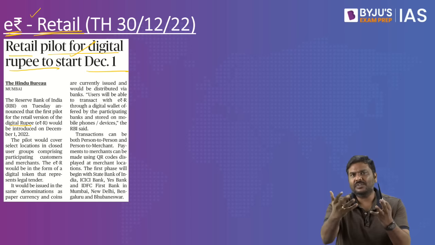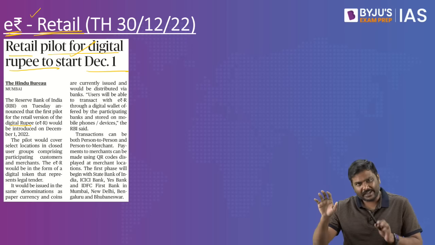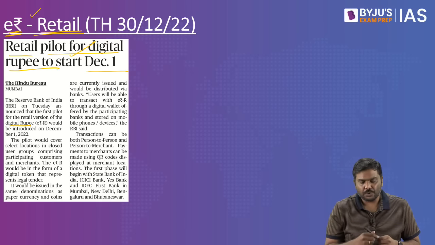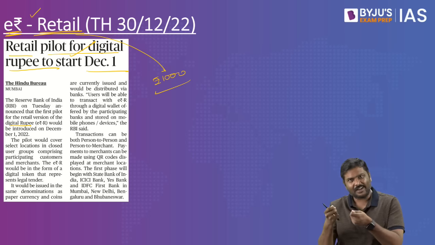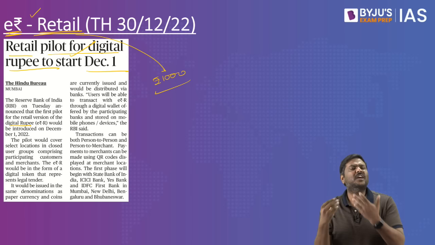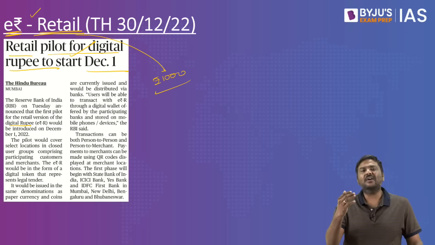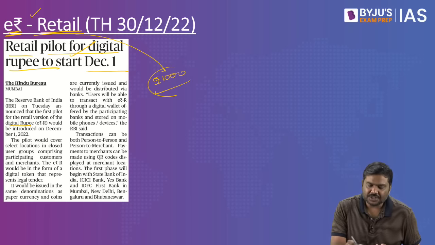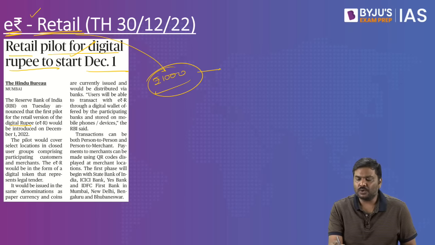Let's imagine you have 1000 rupees cash, physical cash. You will deposit that into your bank account, and in return the bank will issue you, let's say, 1000 rupees worth of digital currency, that is the retail digital currency. Now many of you will ask me, sir, what is the use of this then? The use is that rather than having to carry physical cash, now you can simply carry the digital cash, and this 1000 rupees will be transferred into your wallet.